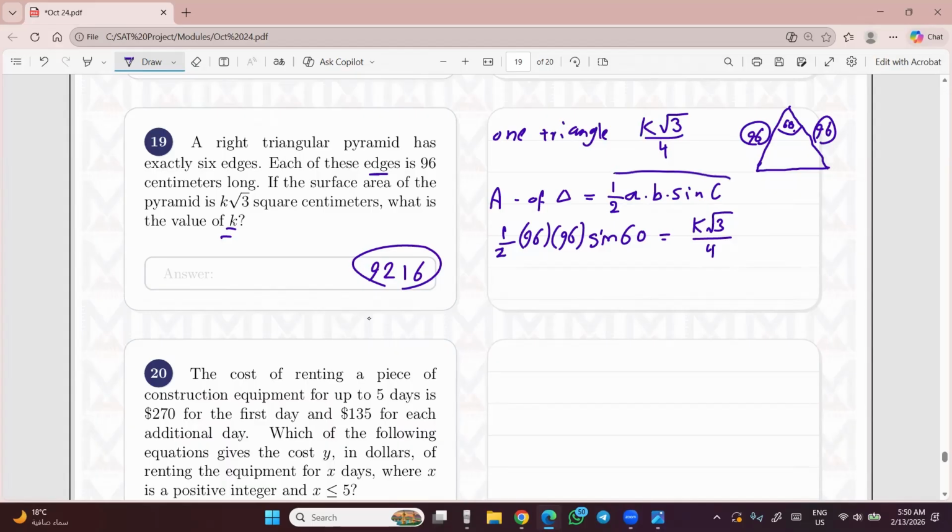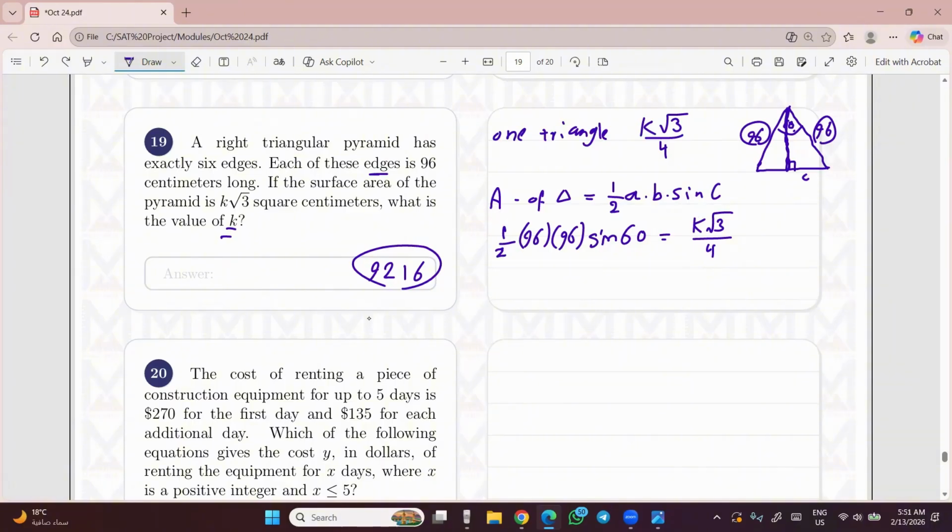But what if you don't remember this formula? What if you do not know about it and you want to use the other way? The other way is to consider the height, because you know that the area of a triangle is half times base times height. But the base is 96 and the height here should be equal to 48, which is half of this 96, multiplied by square root 3. And that's one of the properties of the 30-60-90 triangle. If you want to think about this, this is okay, but this takes some more time.